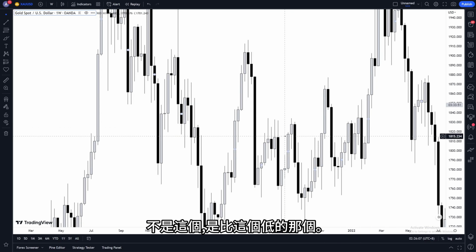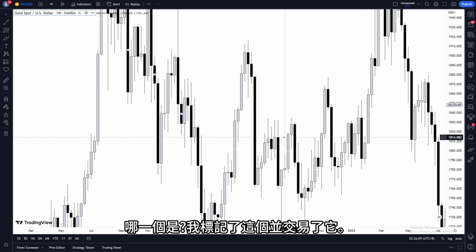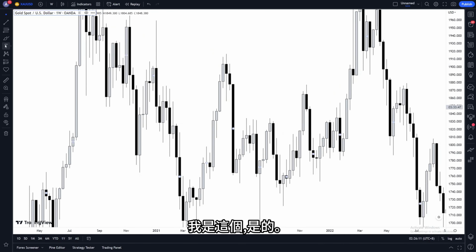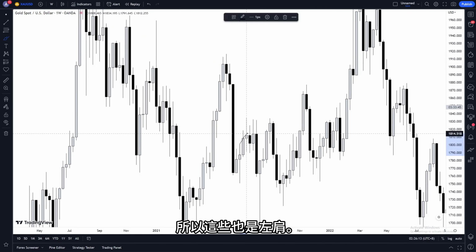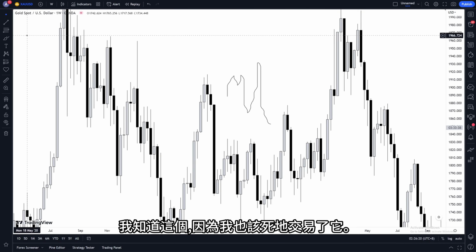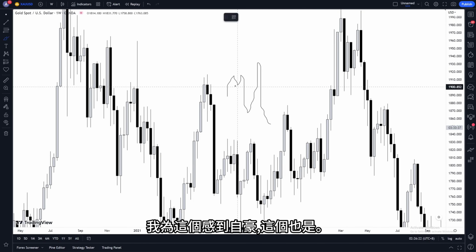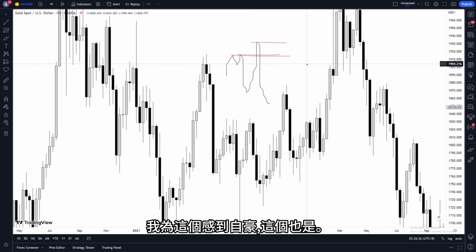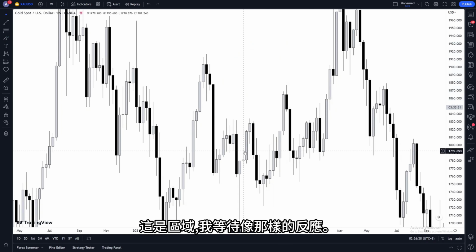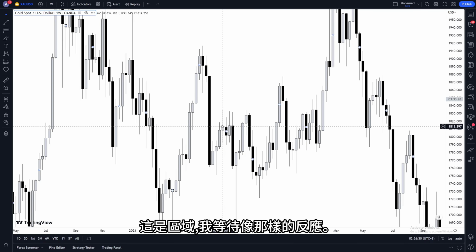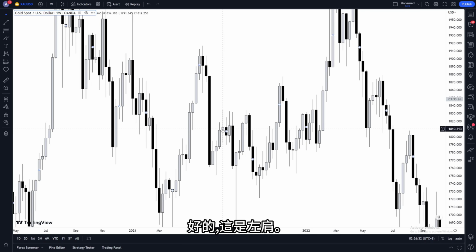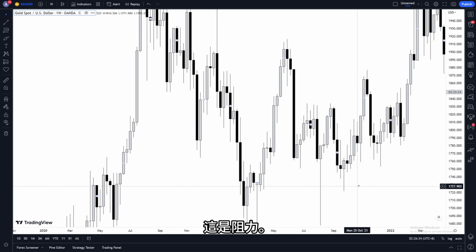Not this one, it was the one lower than this. Where was the one? I marked this and I traded it. It was this one, yeah. So these were left shoulders as well. I know this because I freaking traded it as well. I'm so proud of this one as well. This was the area, and I waited for the reaction like that. Okay, this is the left shoulder. This is the resistance. Before this, what is this?